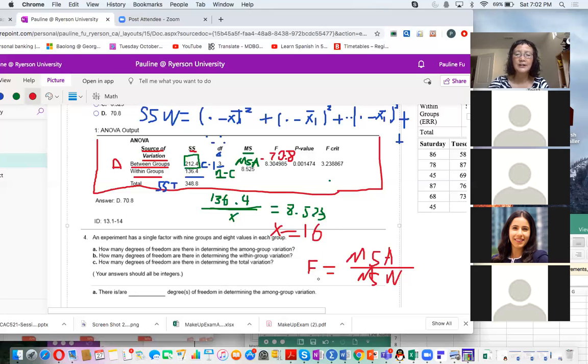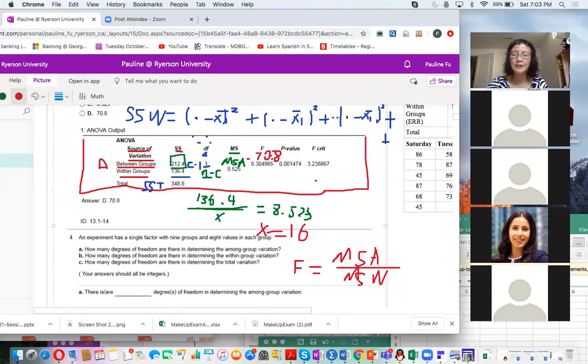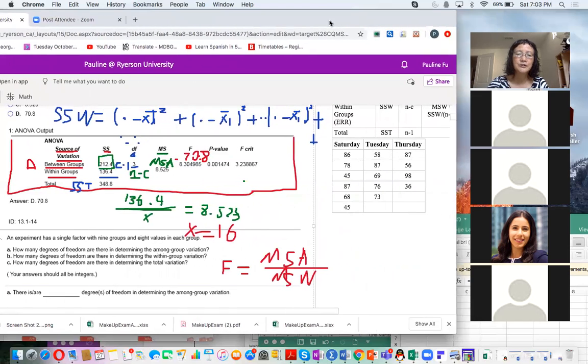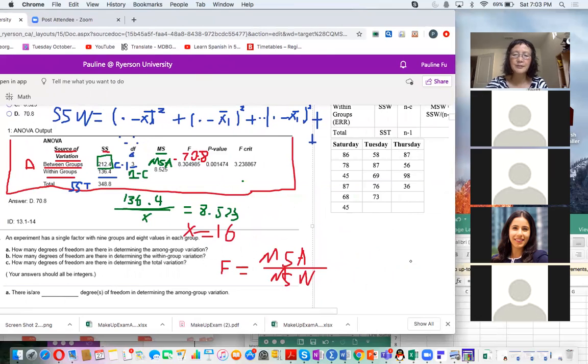By the way, the F distribution is skewed to the right, something like this. If you label the critical value, 3.23, this is the critical value. The critical value decides the rejection region. So this is the rejection region.